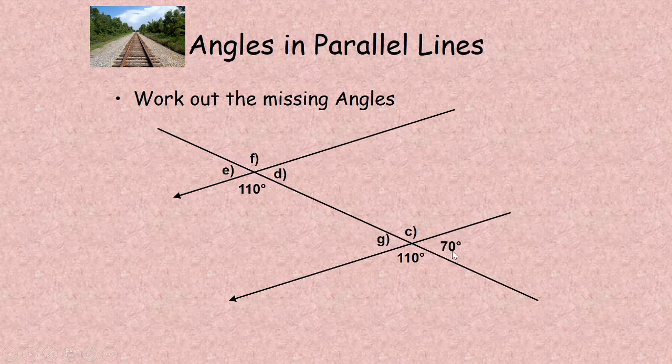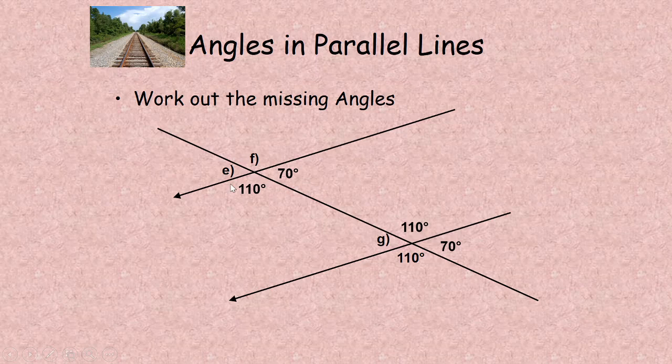The 110 and this one are on a straight line, so they've got to add up to 180, which makes this one 70. And again, we could use vertically opposite, or we could keep following our straight line round, saying these are on a straight line. We could use co-interior to link the 110 to the 70.